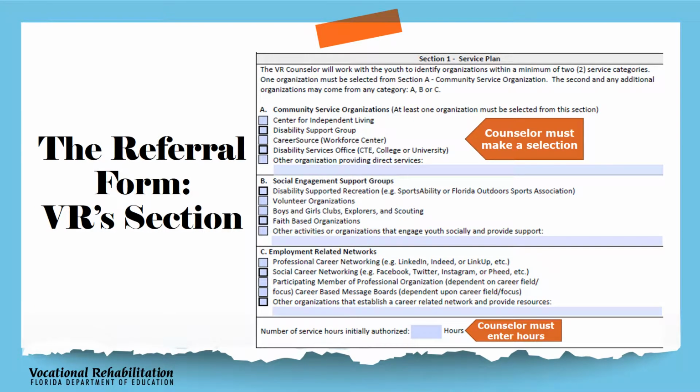In Section 1, Service Plan, the VR counselor will work with the youth to identify organizations within a minimum of 2 service categories. One organization must be selected from Section A, Community Service Organizations. The second and any additional organizations may come from any category, A, B, or C. The counselor will then select the number of hours authorized for the services. If additional hours are needed, a provider may request them from the counselor, preferably after they have started delivering services and have an understanding of what will be needed.